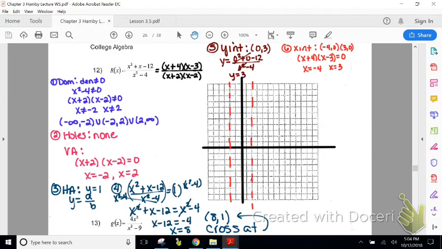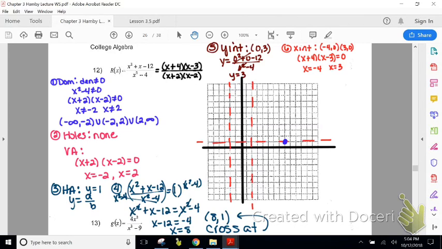We have a horizontal asymptote at 1. And this is going to actually cross at 8, 1. So I'm going to put that point there. I'm going to change colors. We'll graph it in blue. So 1, 2, 3, 4, 5, 6, 7, 8. So right there it's going to cross it.